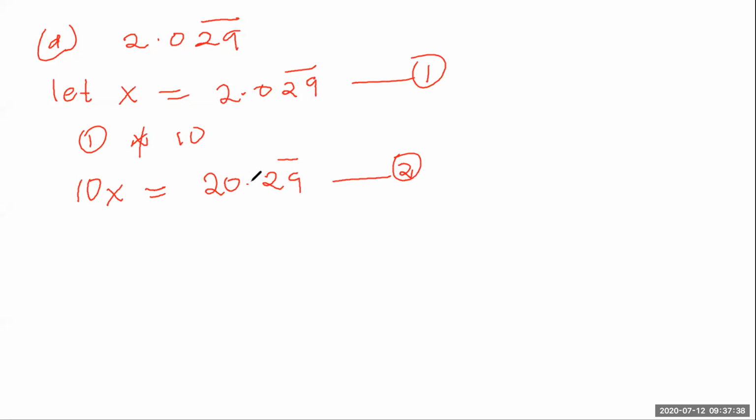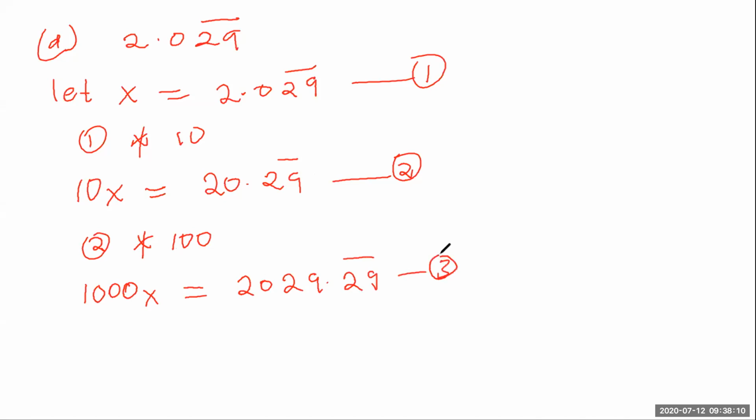Now we have to move the decimal point over the repeatant, right? There are 2 numbers that repeat. So we have to multiply 2 by what? 100. And if you multiply 2 by 100, this becomes what? 1000x being equal to 2029.29 repeating. So we have 3 right there. Now I can deal with these 2 equations at the same time. Is that okay? So now I will do equation number 3 minus equation number 2.